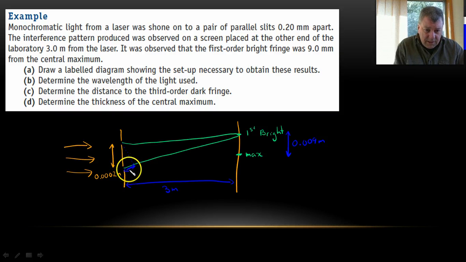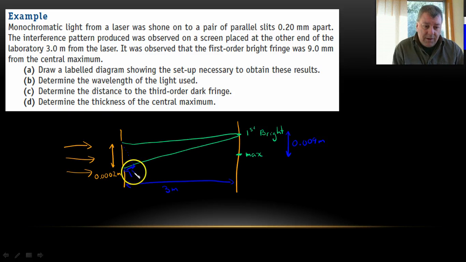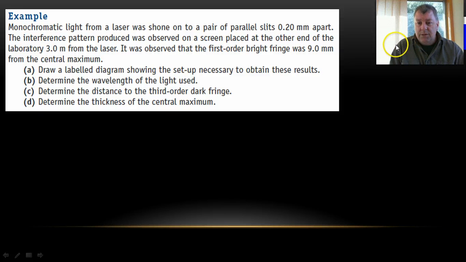We could also recognize that if we were to calculate the path difference, because it's the first order bright, that path difference would be 1 wavelength. Now, we're actually asked to determine the wavelength, so we don't know that measurement, but that's our diagram. Let's move on to the next section, and that is working out the wavelength.